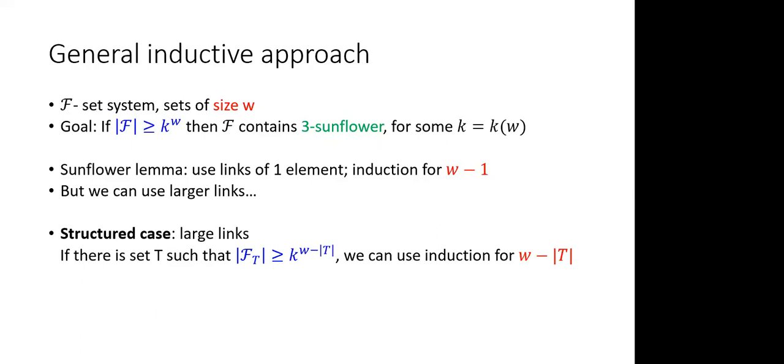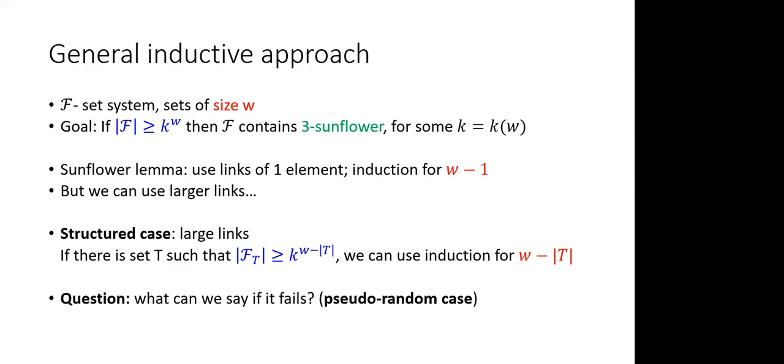So now the pseudo-random case is going to be, what can we say if this fails? If this fails, we're in this pseudo-random case where all the links are small. And then our goal will be to prove that we can say something about the set system. So now we just need to worry about this pseudo-random case where all the links are small. Okay, that's going to be how we use this structure versus pseudo-randomness framework here.